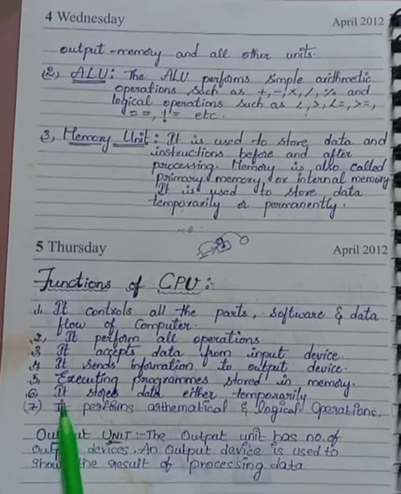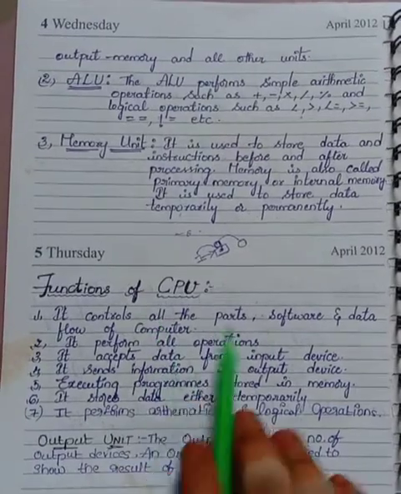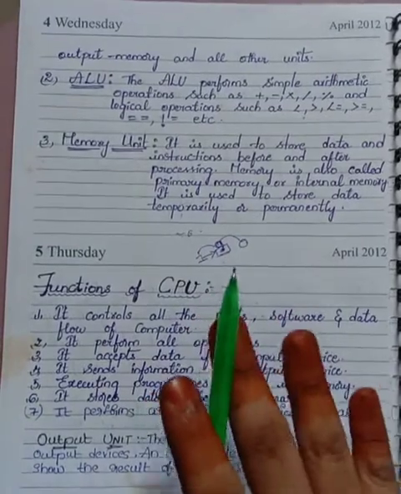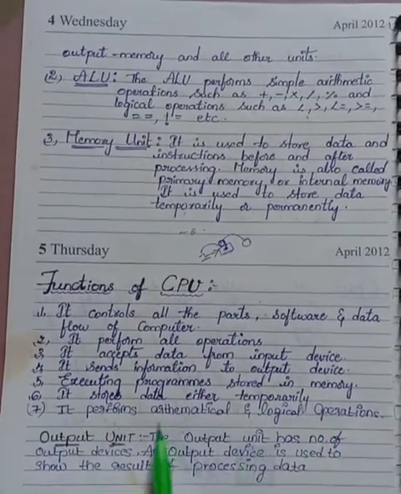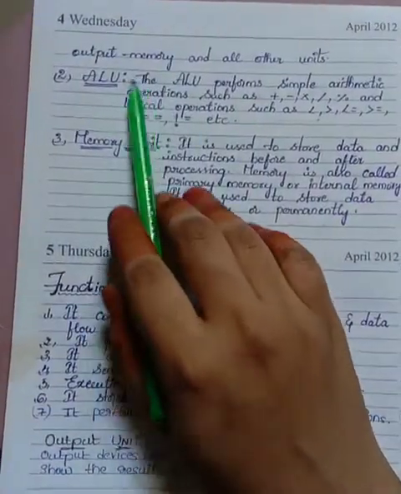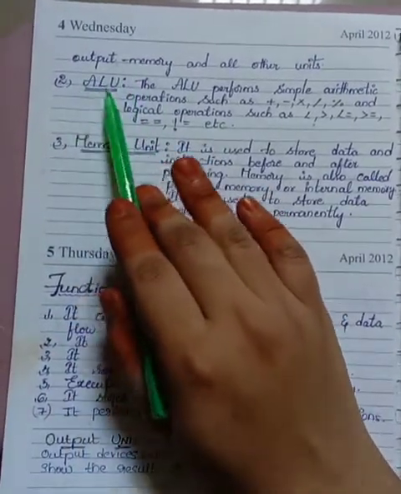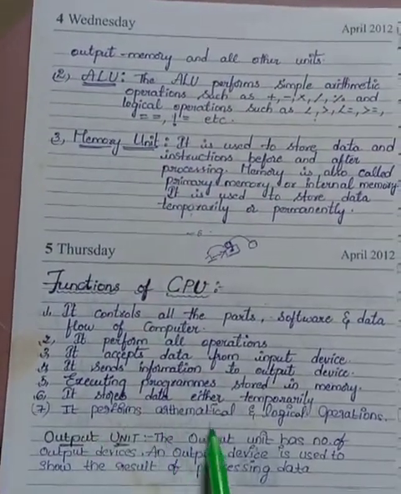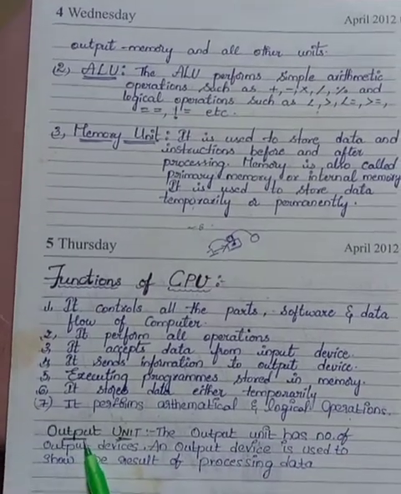In the sixth point we are discussing that it stores data either temporarily or permanently. The CPU is a unit which is used to store data in a temporary or permanent manner. Okay, it performs arithmetical and logical operations. As we say here, the CPU has 3 units. One of the main units is the ALU, means arithmetical and logical unit. It performs all the arithmetical and logical operations. Okay, in the next part we are going to discuss the output unit.